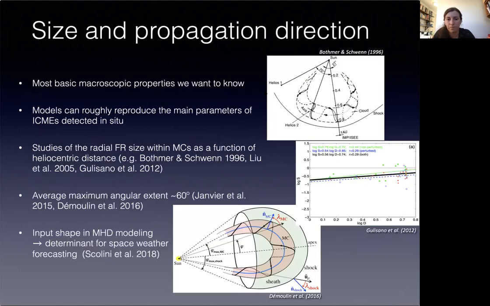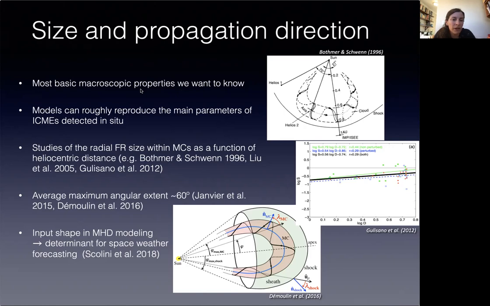And to know these three aspects, and in particular how they evolve throughout the inner heliosphere, is crucial for space weather forecasting. So regarding size and propagation direction, those are probably the most basic macroscopic properties we want to know and understand. As we will see in a while, there are several models that are capable of evolving CMEs and that can roughly reproduce the main parameters of interplanetary CMEs that are detected in situ. So we believe we are on the right path.